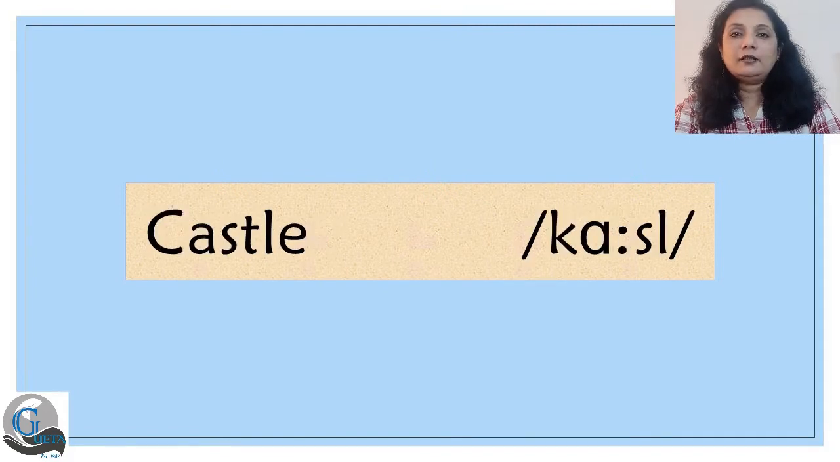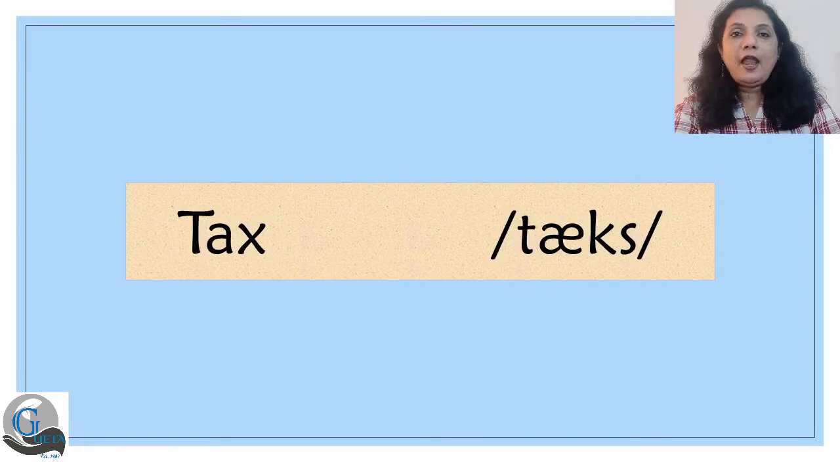Next one is castle. K, A, S, and L. And then the word tax. So T, E, K, and S. Here also you will see that there are 3 letters in the spelling TAX, but when you write in the phonetic script there are 4 sounds, and therefore it has 4 symbols. So I hope with the help of this list of words, you will be able to write the phonetic transcription.